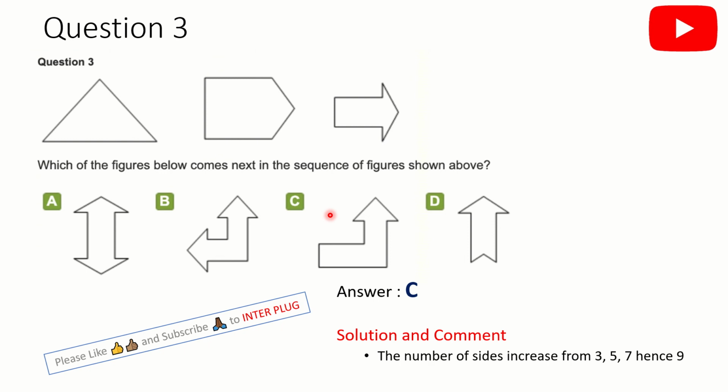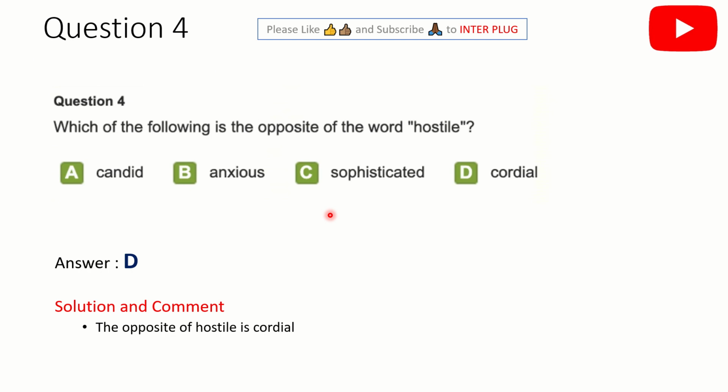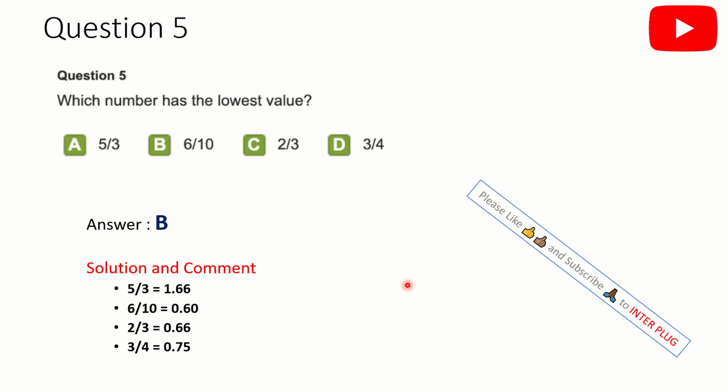Okay, let's go to question four. Which of the following is the opposite of the word hostile? I think this is a question that's repetitive from the 4 previous sessions that we've answered on this channel. You would see that this question always comes every time. For me here, the answer is still cordial. So the opposite of hostile is cordial.